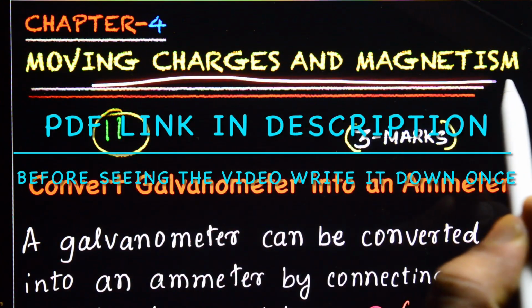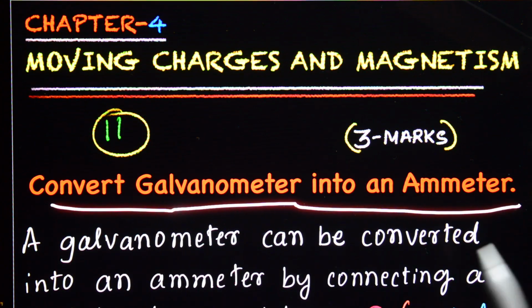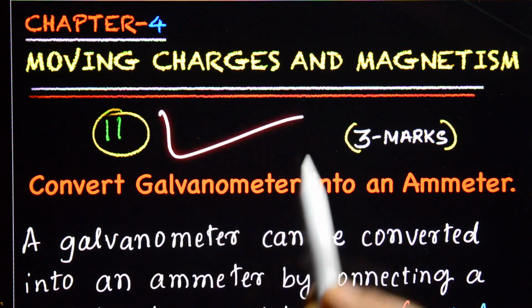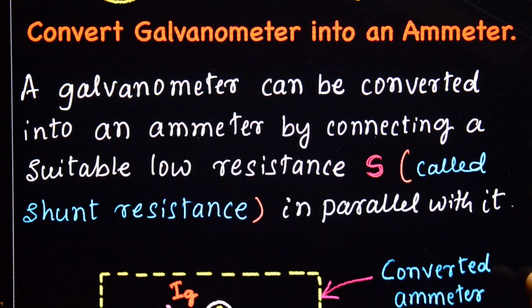Moving charges and magnetism. Here, convert a galvanometer into an ammeter. This can be asked as a 3 marks topic. This is the 11th topic in this chapter. It can be asked in 3 and 5 marks topics.